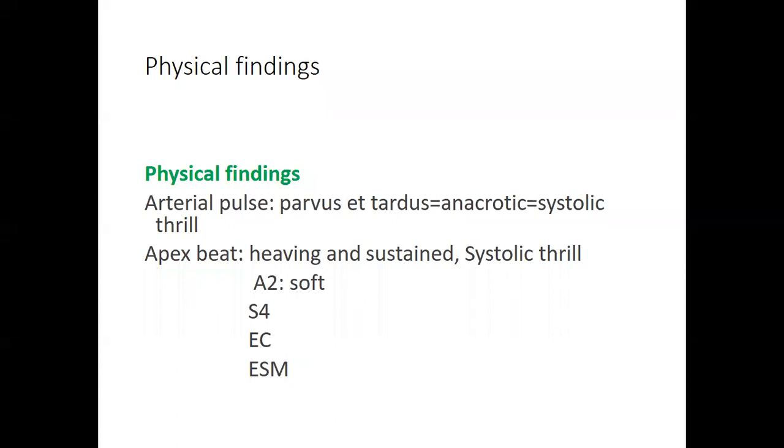This typical murmur is the ejection systolic murmur that is best heard at the right upper sternal border and radiates into the neck, onto the carotid arteries. Sometimes you can palpate the thrill, and an ejection click can be heard in these patients. So these are the findings that you can see in patients who have aortic stenosis.